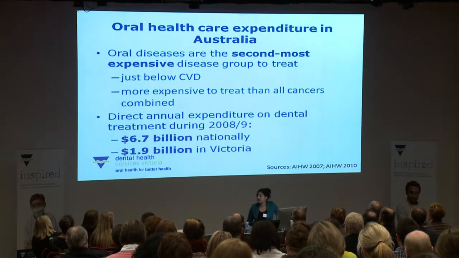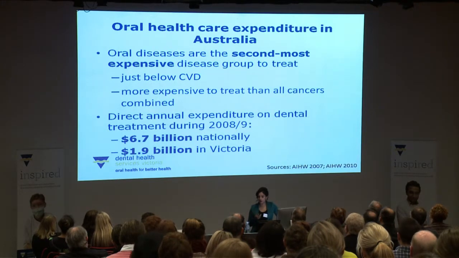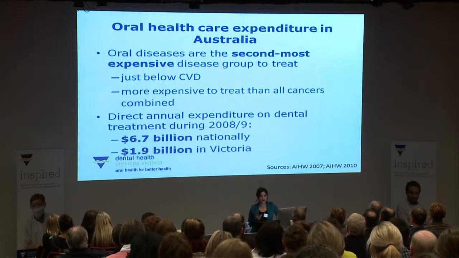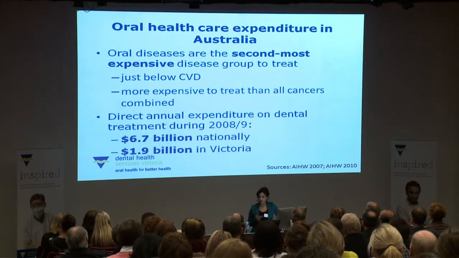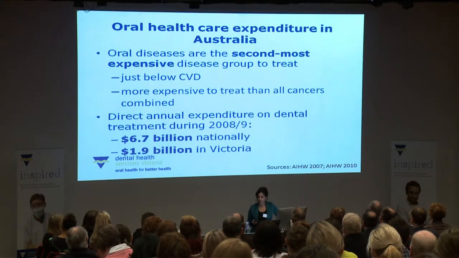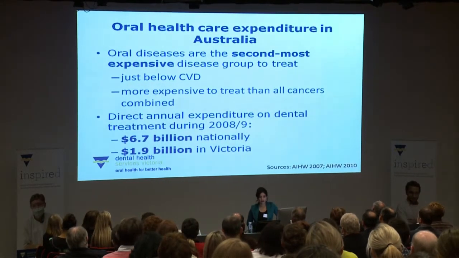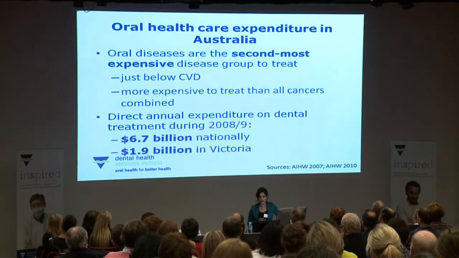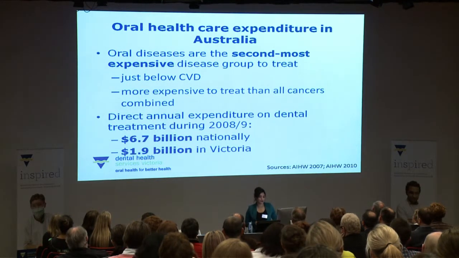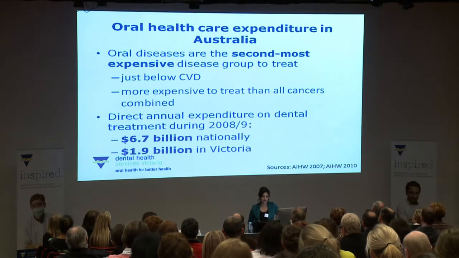Following on from the extent of the problem, this is how much it costs to treat the problems. You can see that oral diseases are the second most expensive disease group, just next to cardiovascular disease. And it is more expensive to treat than all the cancers combined. Direct annual expenditure on dental treatment during 2008 and 2009 was 6.7 million nationally, and about 1.9 billion in Victoria alone. So you can see that it has significant impact on our budget.